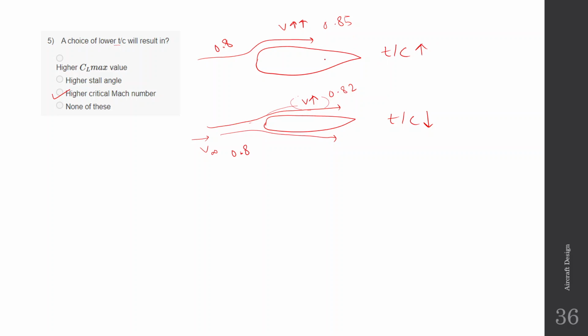And remember that anywhere on the airfoil, if the flow velocity becomes Mach 1, then we have achieved that critical stage. So that is the critical Mach number. If your velocity is not increasing much, then there is a lesser chance of it achieving supersonic speeds. So a lower t by c, or a thinner aerofoil, will have a higher critical Mach number.